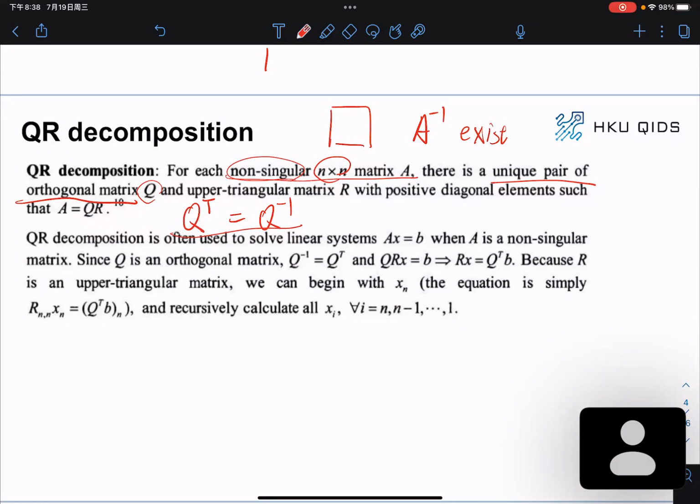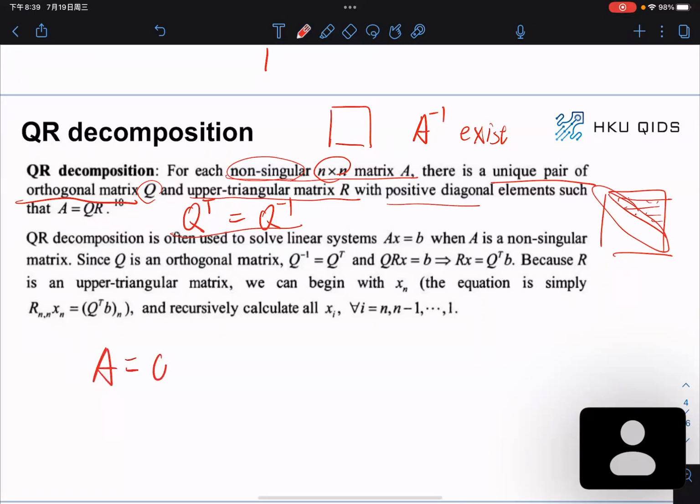Okay, and the other part is an upper triangular matrix, which means that we have a matrix, but only this part has elements. And all the elements on the diagonal are going to be positive. And we can say that A can be decomposed into Q multiplied by R, okay?